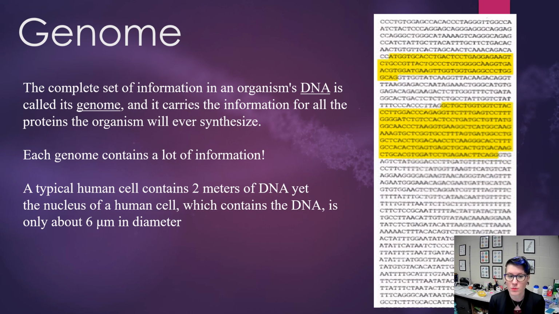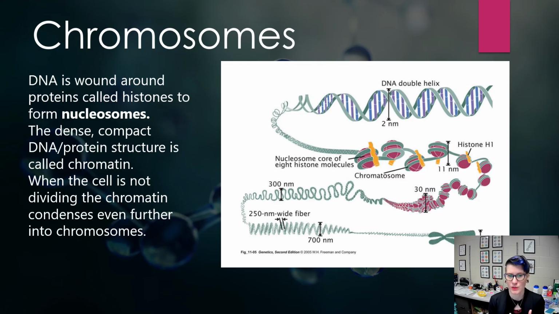The genome is the complete set of information in an organism's DNA, and it carries all the information for all the proteins the organism will ever synthesize. Each genome contains a ton of information. A typical human cell contains 2 meters of DNA, yet the nucleus of a human cell is only about 6 micrometers in diameter. So how does all that DNA fit into our cells?